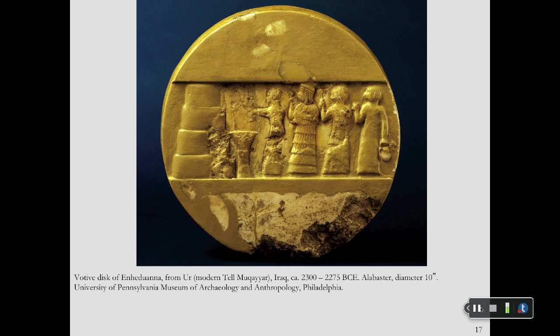The votive dish of Enheduanna, made of alabaster. The first record of a known poet, male or female, in history is the priestess Enheduanna. She was the daughter of King Sargon and priestess of the moon god Nanna-Ur.